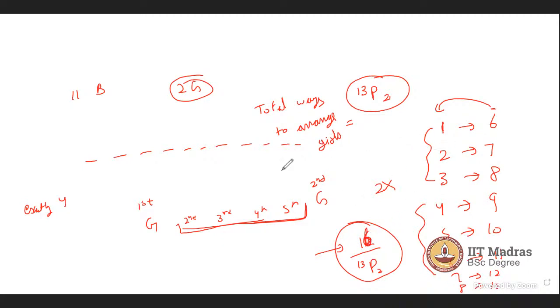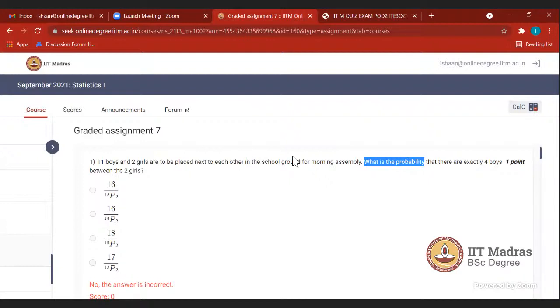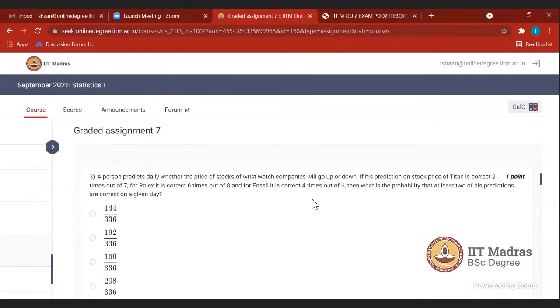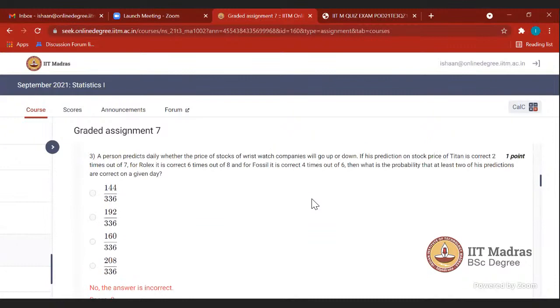So actually, sir, I took the entire 13 factorial, all those things. Don't do that, because you are only interested in the girls' arrangement, right? Okay, sir, I got it. Only arrangement. Thank you, sir. Question number 3 as well from the same assignment. Yeah. Thank you very much, sir. And eighth also, sir.